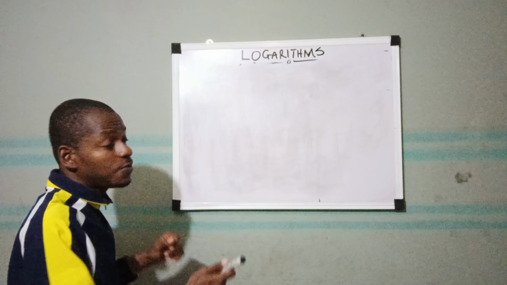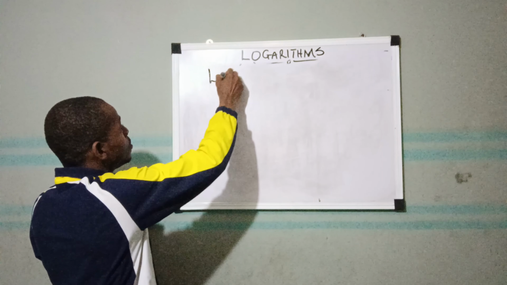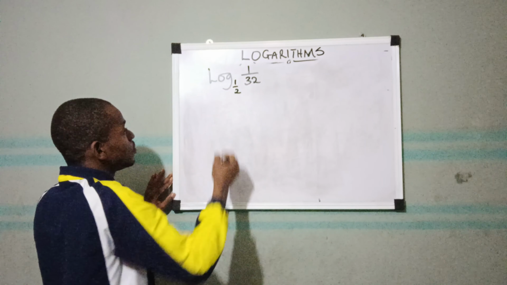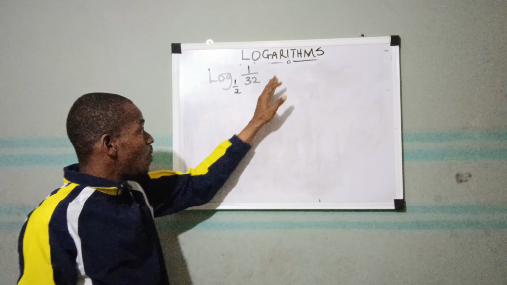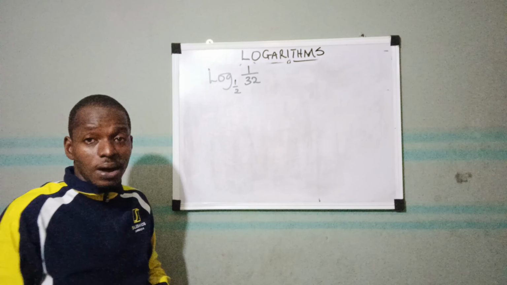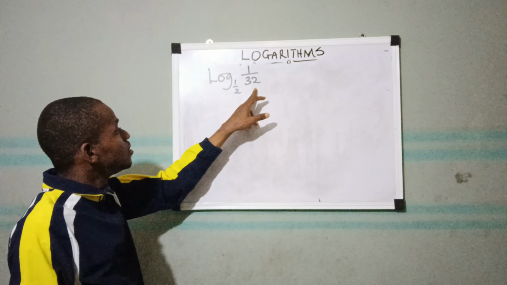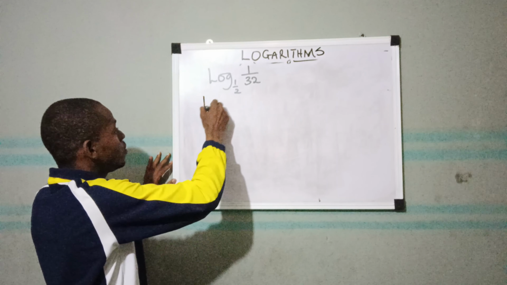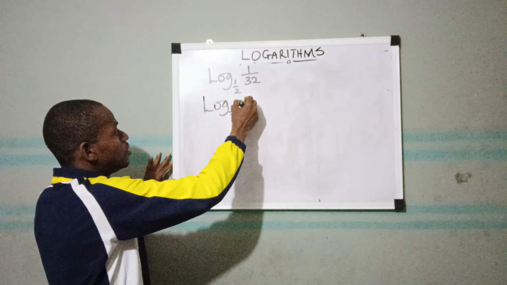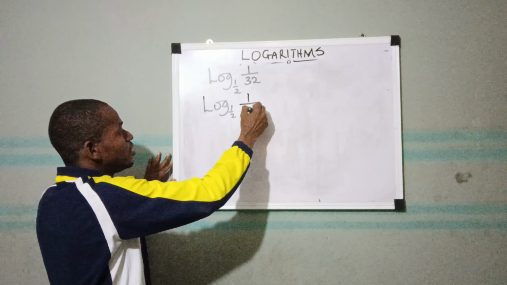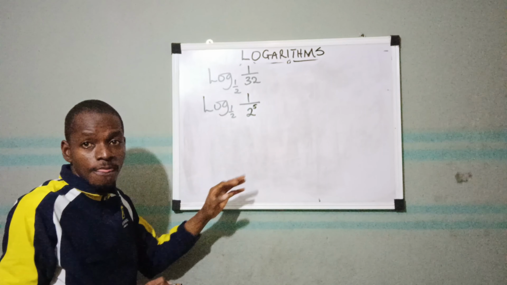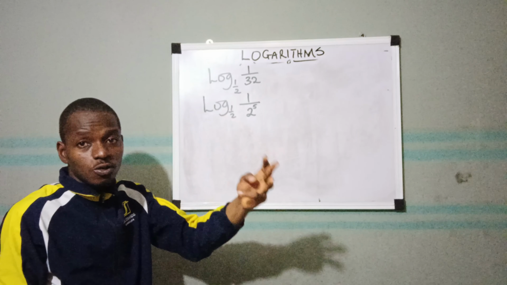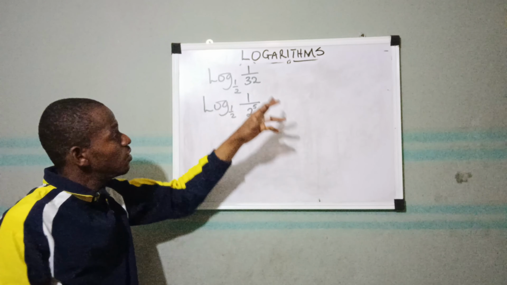Alright, let's take another example. Evaluate the logarithm of 1 over 32 base 1 over 2. What do we do? Let's split this 1 over 32 into its simplest form. This 1 over 32 is the same thing as 1 over 2 raised to the power of 5, because 2 raised to the power of 5 will give me 32. 2 times 2, 4, 4 times 2, 8, 8 times 2, 16, 16 times 2, 32.